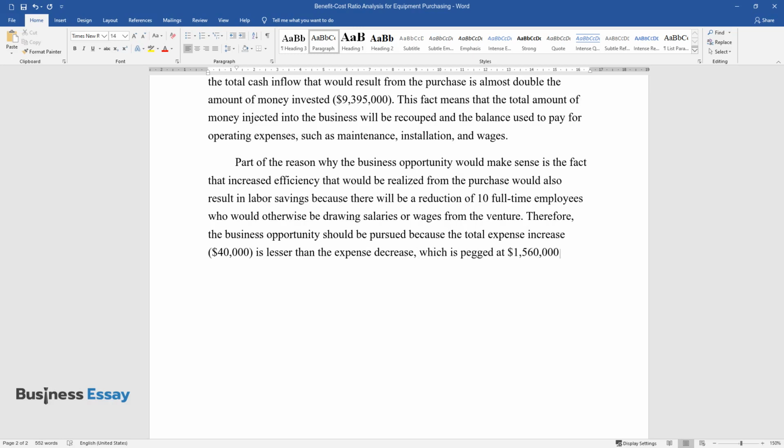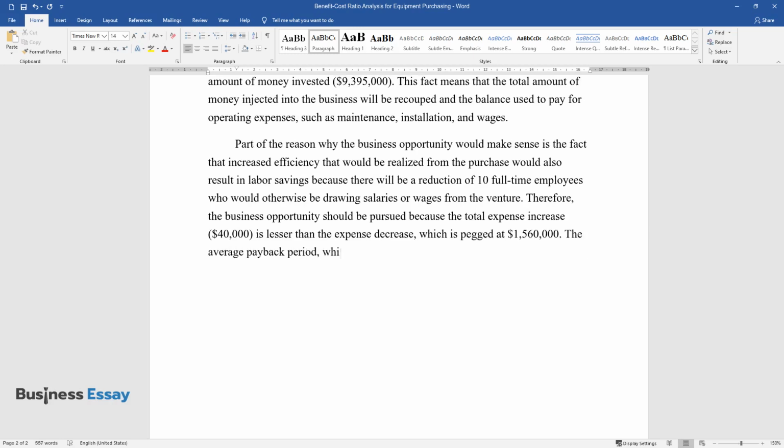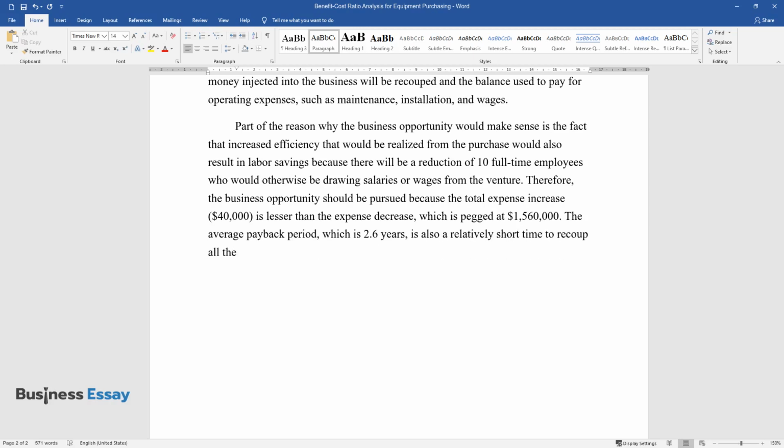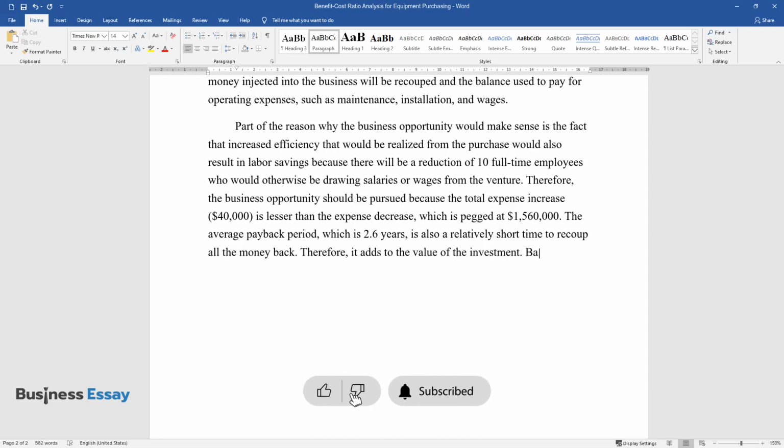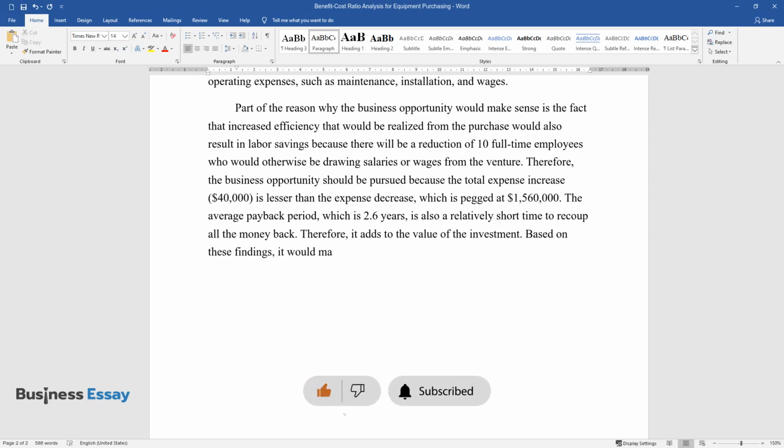$1,560,000. The average payback period, which is 2.6 years, is also a relatively short time to recoup all the money back. Therefore, it adds to the value of the investment. Based on these findings, it would make sense to pursue the business opportunity.